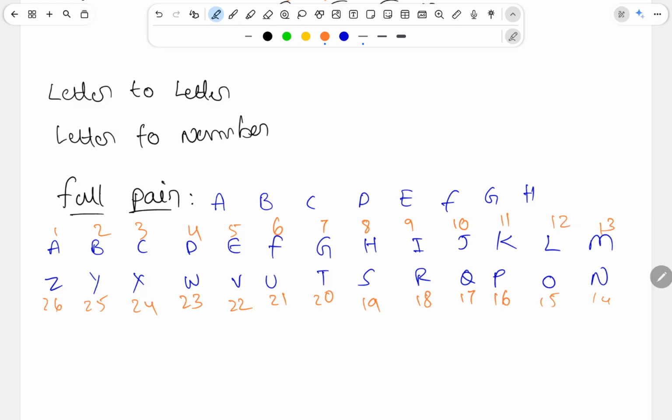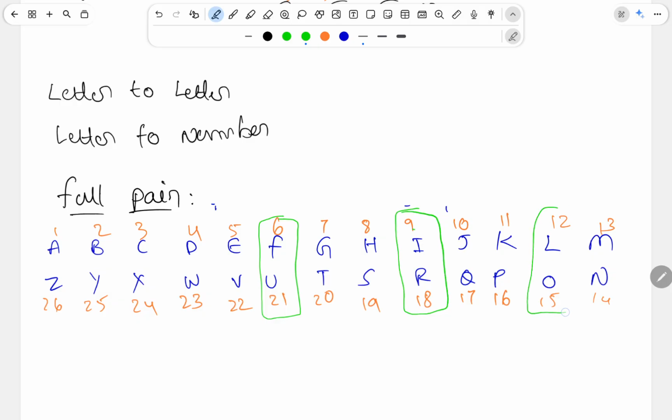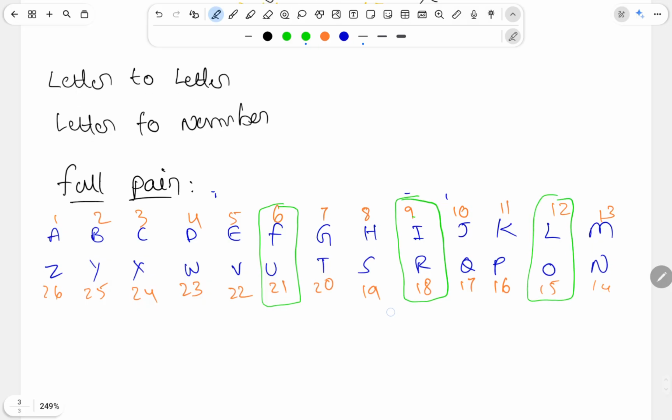So 11. Now see, what does full pair mean? Add any two opposite pairs, it will give the sum 27. See this both, if I add, it gives the sum 27. Or otherwise, you add these both, it gives sum 27. Or if you add these both, it gives sum 27.